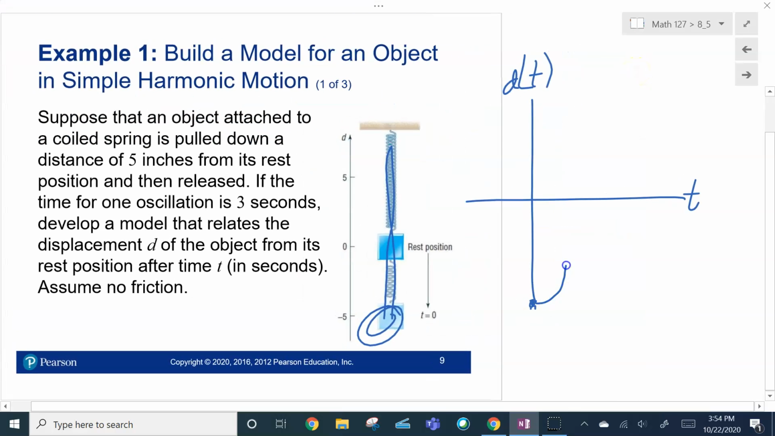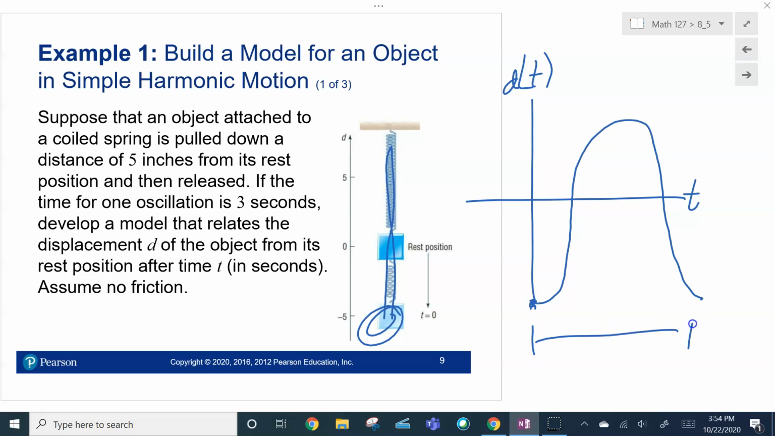So if we were to graph this, I'd graph this very well. Oh, that's awful. But anyways, we've got a graph, and we complete one period. And how long does it take? Well, if the time required for one oscillation is 3 seconds, so they just gave us the period, develop a model that relates the displacement d from its rest position after time t in seconds. Again, assume no friction.